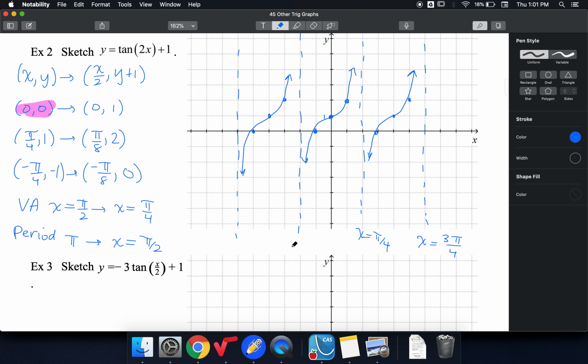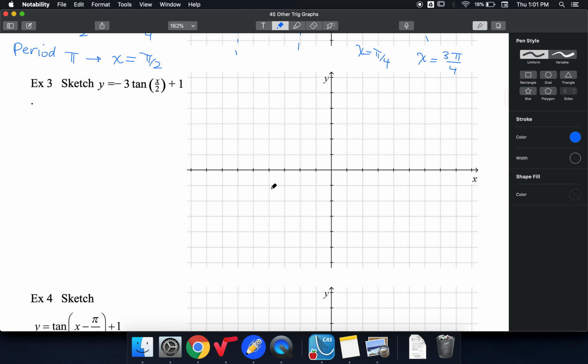All right, let's look at this one. So this one, I've got a vertical stretch and reflection. I've got a horizontal stretch. I've got a vertical shift. So for any point x, y, the x's are going to be doubled because I do the opposite. My y values, I'm going to multiply by -3 and then move up 1.